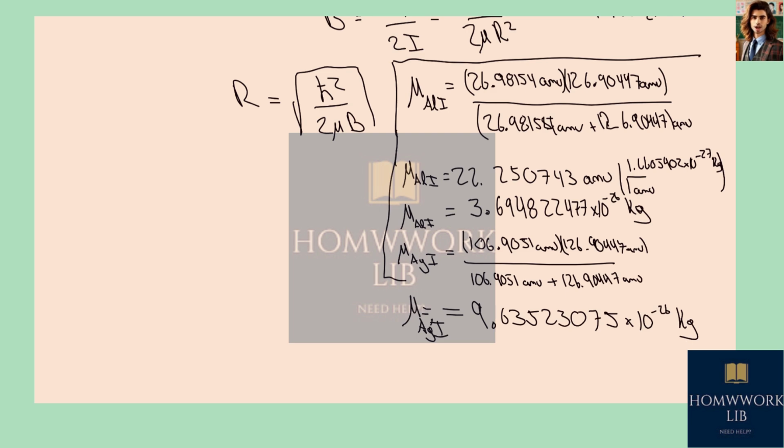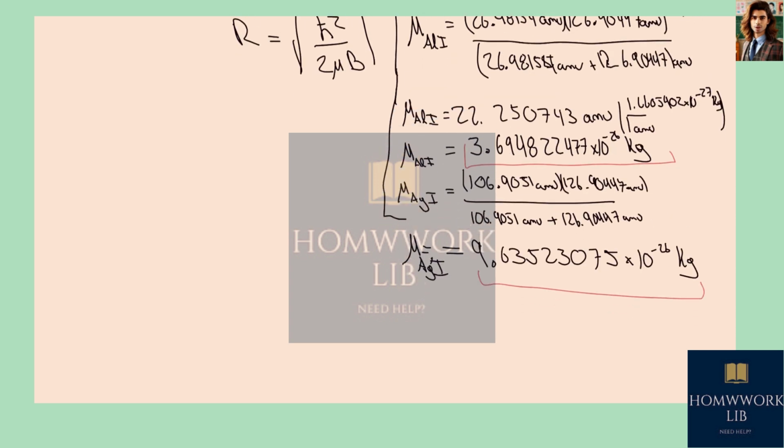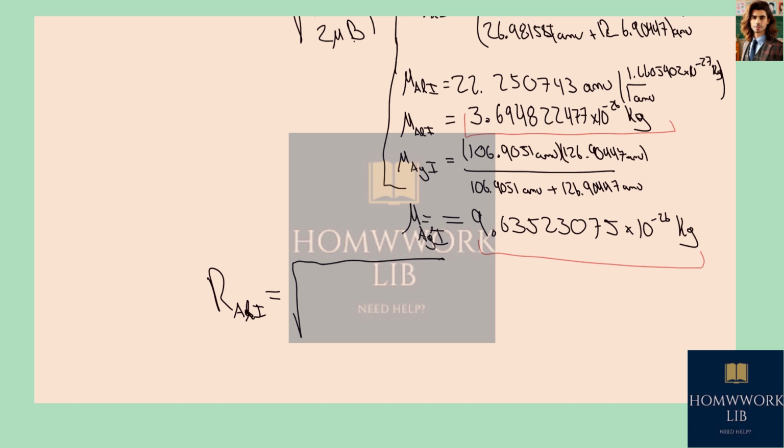So now that we have both of these values, we can plug them in and find the bond distance. Remember that our B constants need to be exchanged: instead of being in megahertz, we need to put them in hertz directly, right? So let's do the example first for aluminum iodide, and then we're going to do the other result. The value for h bar is going to be equal to 1.05457 times 10 to the minus 34 joule seconds.